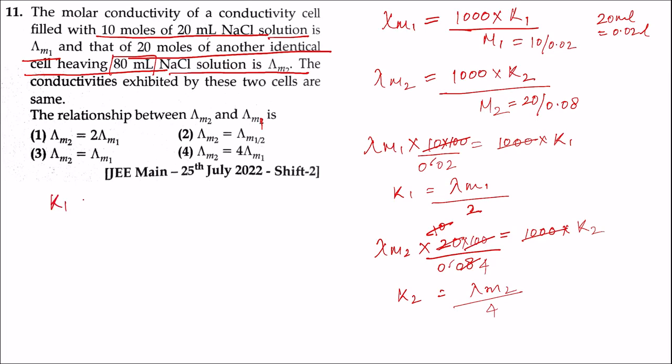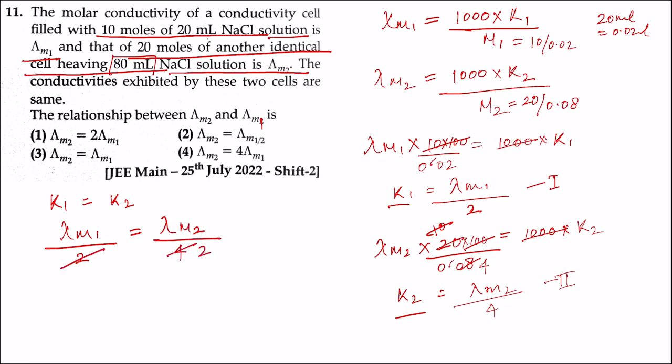Now the conductivity of the first solution is equal to the conductivity of the second solution. This is given in the question. Then from equation 1 and equation 2 it can be written, since the left hand sides of equations 1 and 2 are the same, the right hand sides will also be the same. Molar conductivity of solution 1 divided by 2 is equal to molar conductivity of solution 2 divided by 4. 2 ones are 2, 2 twos are 4. Therefore, molar conductivity of solution 2 is 2 times the molar conductivity of solution 1. So the correct option is option 1.